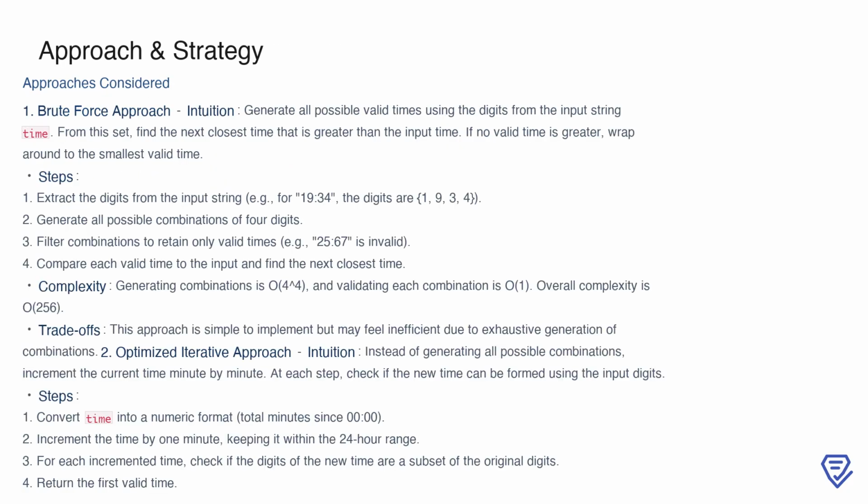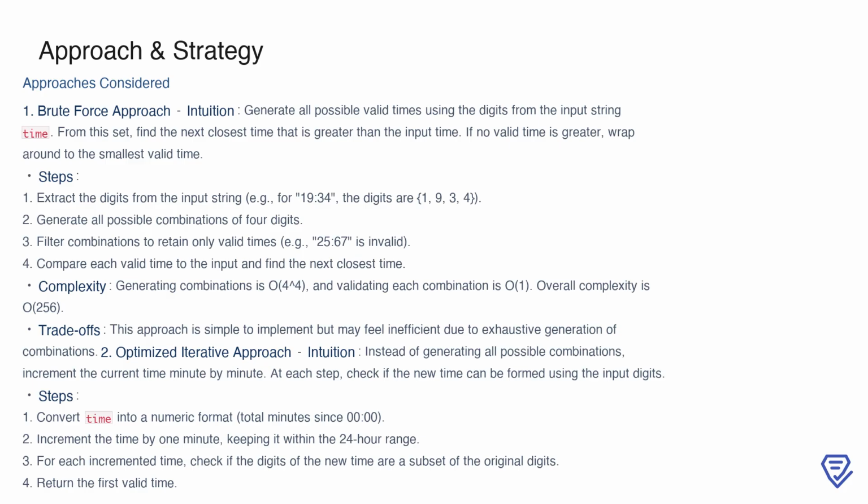To solve this problem, we explored multiple approaches. The first is the brute force approach, which is straightforward in its intuition. Here, we generate all possible valid times using the digits from the input string. For example, if the input time is 19:34, we extract the digits 1, 9, 3, 4, and create all combinations of 4 digits. From these, we filter out any invalid times, like 25:67, leaving only valid ones. Once we have this set, we compare each valid time to the input time and identify the next closest one. If no valid time is greater, we simply wrap around to the smallest valid time.